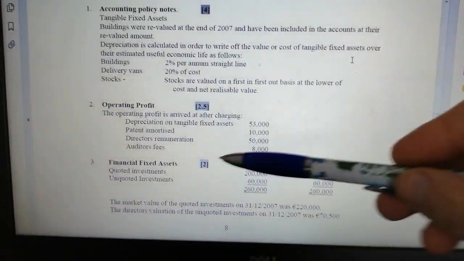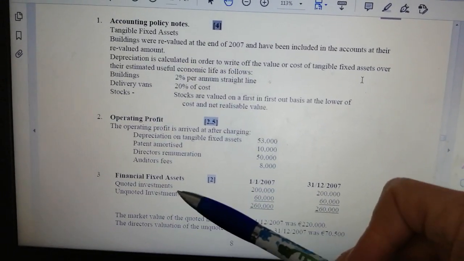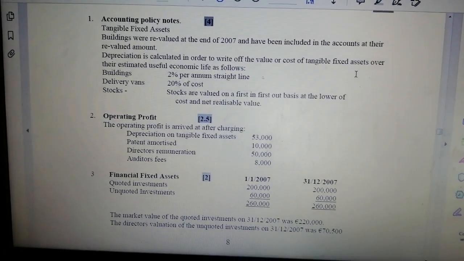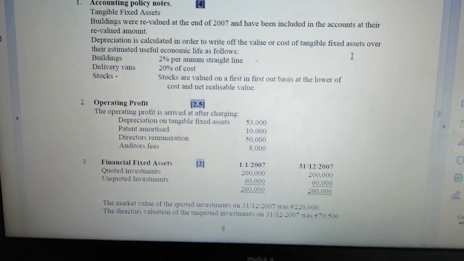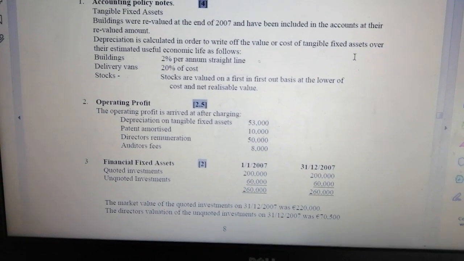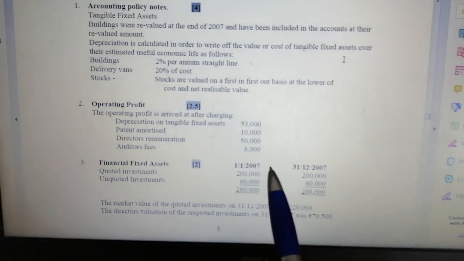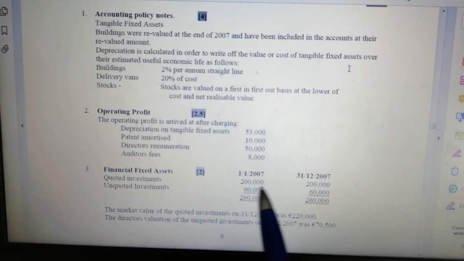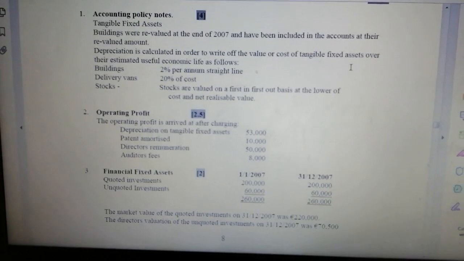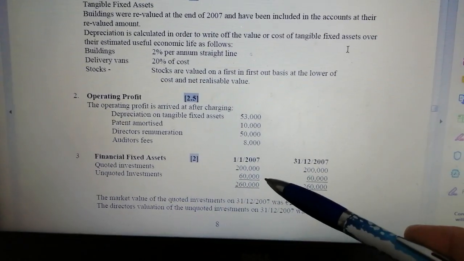Okay, financial fixed assets. So this is a big one. I suppose this comes up pretty often. It's any investments you have, whether they're quoted or unquoted. Now, when we say quoted and unquoted, you will know whether they're quoted or unquoted because they'll say it in the actual trial balance. They'll say quoted investments in the trial balance, and since it's an asset, they'll have it on the debit side at some amount. Unquoted investments, they'll have it in the trial balance at some amount. So it's just a matter of taking that information and writing it down in here.